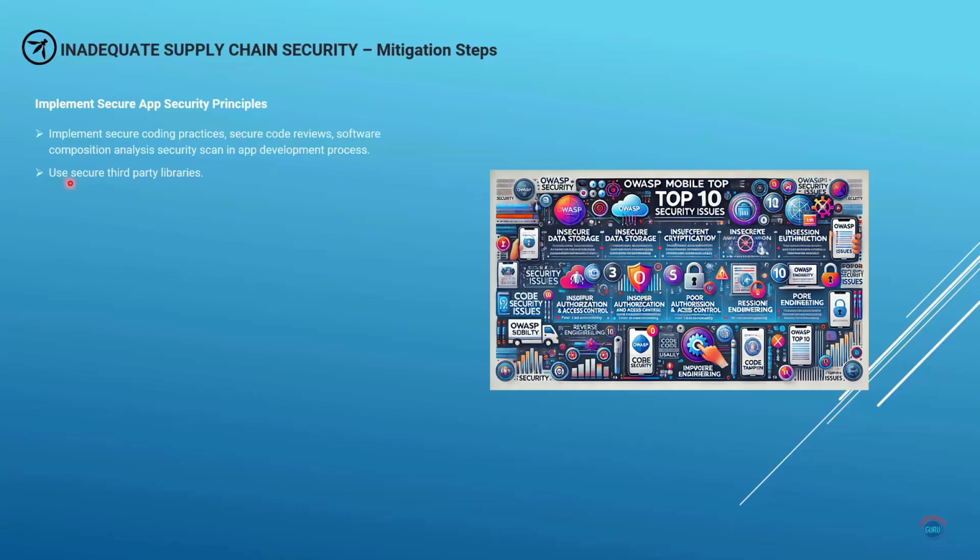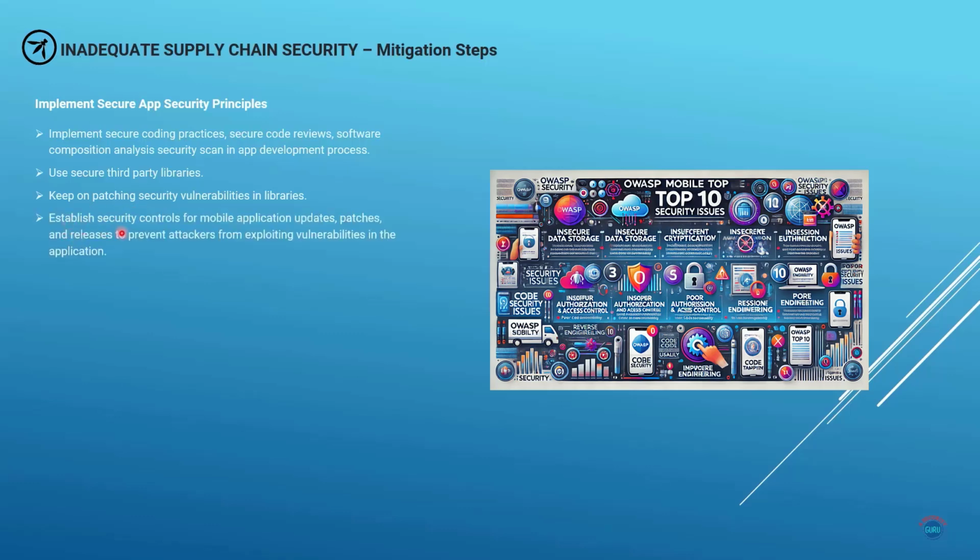Next is we need to ensure that our mobile application is using secure third-party libraries. Then we need to keep on patching security vulnerabilities that are identified in these libraries. There can be zero-day attacks that might happen on these third-party libraries. And once the patches are released, we need to keep on patching these security vulnerabilities.